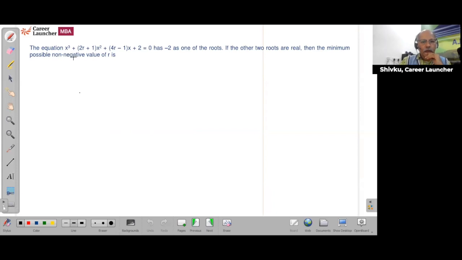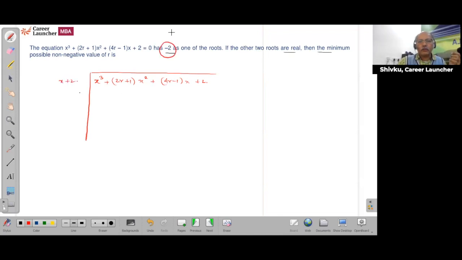The equation x cube plus (2r plus 1) x squared plus (4r minus 1) x plus 2 has minus 2 as one of the roots. If the other two roots are also real, then find the minimum possible value of r. There's no direct way to figure out the value of r. So let's take the polynomial x cube plus (2r plus 1) into x squared plus (4r minus 1) into x plus 2 and divide this by x plus 2. Remember, when minus 2 is the root, x plus 2 must be one of the factors. That's the principle that you are using.